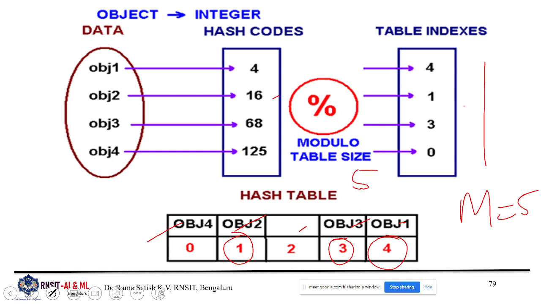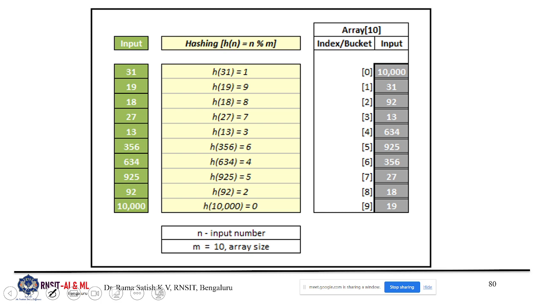In the same way, object 4, its value is 125. The modulus value of 125 is 0. So object 4 is straight away stored in 0 location. So it is like this, it has to be calculated, and finally it has to be stored. So that is hashing. This is also another example that I have given in the class. Also we have solved a few examples based on this hashing.